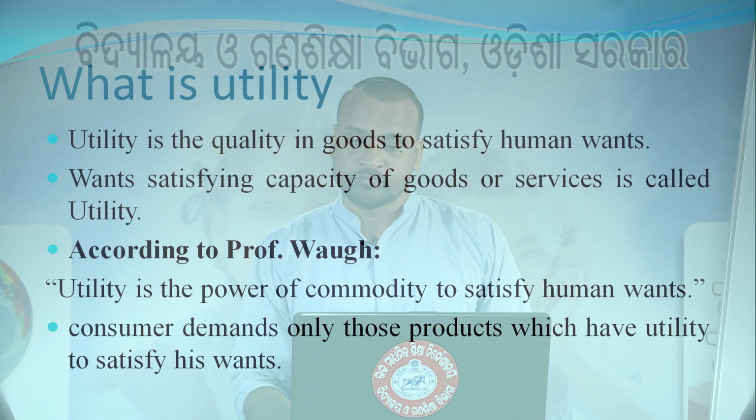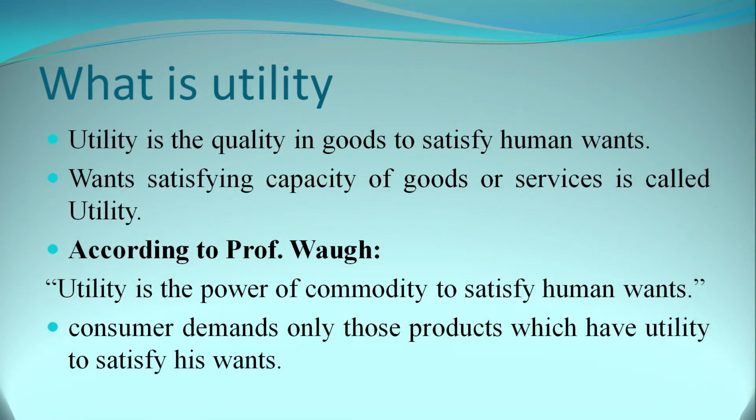So, according to Professor Work, utility is the power of a commodity to satisfy human wants. This is the definition of the particular professor, and consumers demand only those products in the market which have utility to satisfy our needs. Normally all consumers purchase from the market commodities which have utility. For commodities which have no utility, the consumer will not purchase them. So, utility takes a key role from the point of view of consumer behavior.